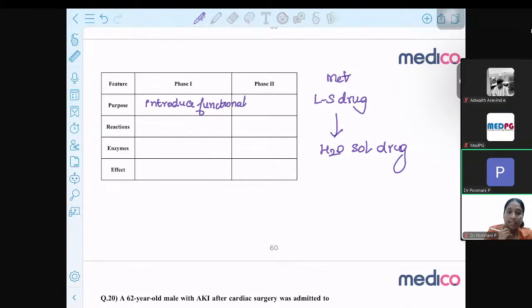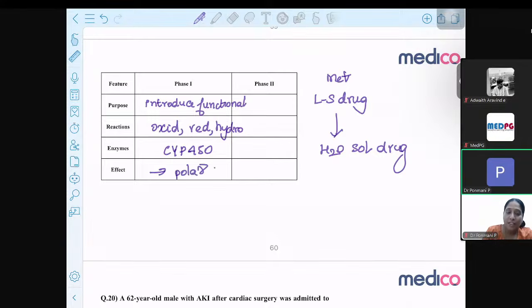And under this, you have reactions such as oxidation and reduction and hydrolysis. And the major enzymes involved are the cytochrome P450 enzymes. And what will be the effect? The effect will be that it is going to make the compound a little polar.